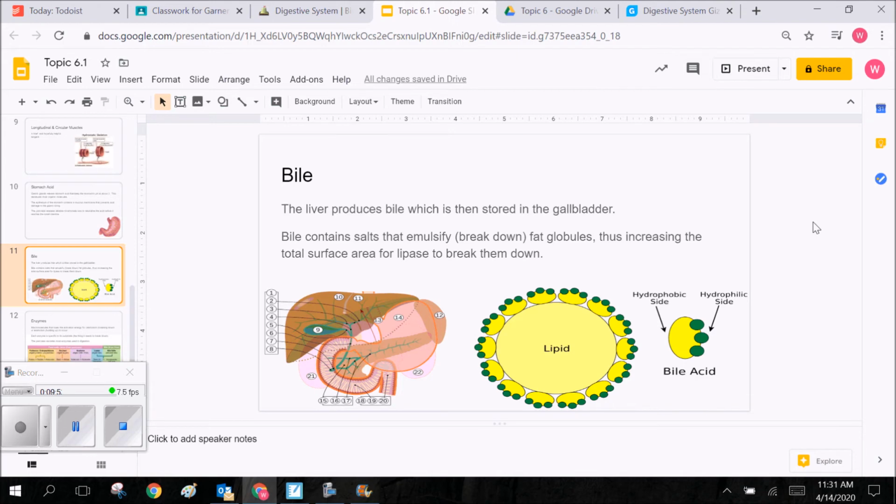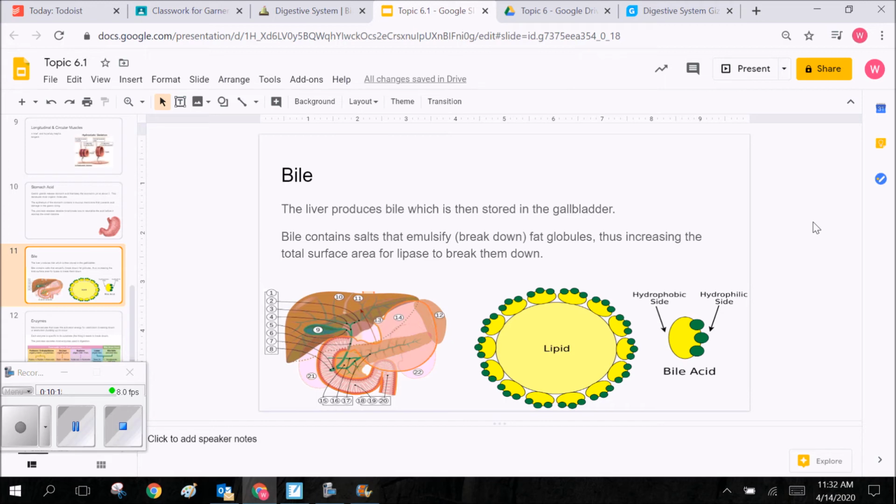Bile is going to be the other substance we're going to see that's going to be breaking stuff down, and bile is going to be produced by your liver, and so it's going to be related to that limbic system we talked about back when we were talking about the immune system, actually. And so we're going to have bile. It's going to be produced by the liver, and it's going to be stored in the gallbladder.